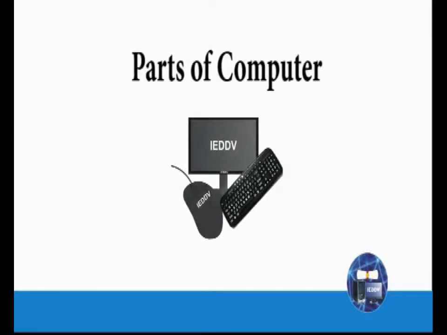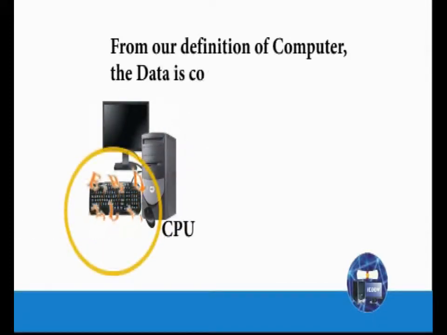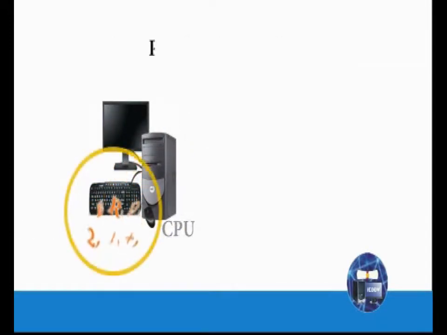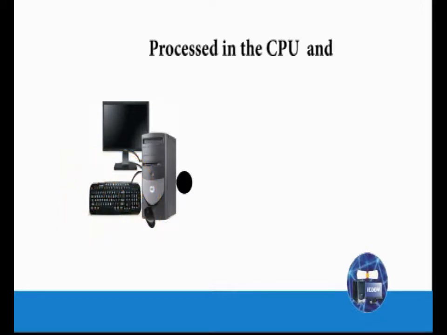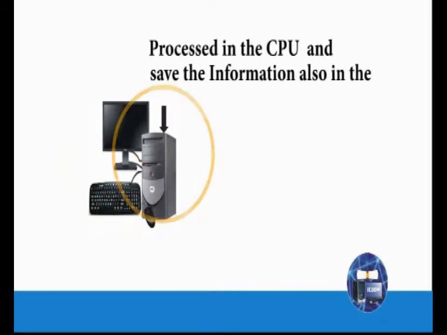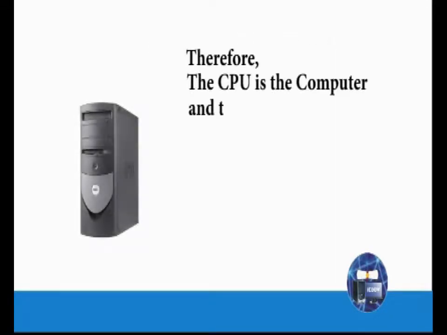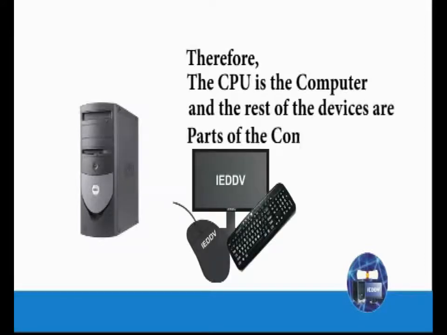Parts of computer. From our definition of computer, the data is coming into the CPU, processed in the CPU, and saved in the CPU. Therefore, the CPU is the computer, and the rest of the devices are parts of the computer.